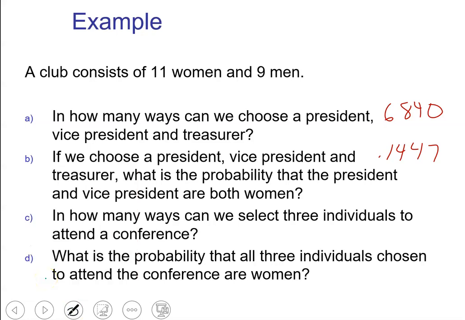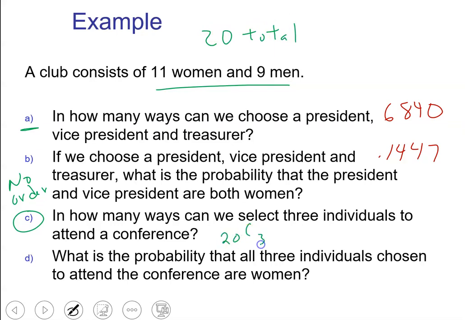How many ways, so again, not probability, how many ways can we select 3 individuals to attend a conference? Different from A. No order. It doesn't matter if I'm chosen first or last, I still get to go to the conference. So again, I still have a total of 20 people. So I'm going to do 20C3. Plugging that in my calculator, 1,140.